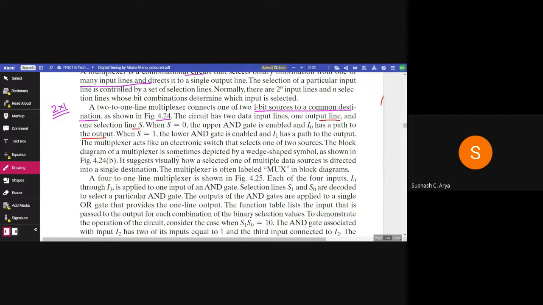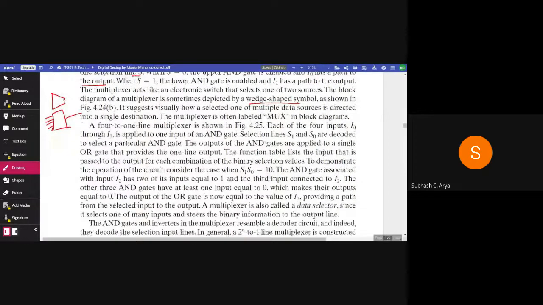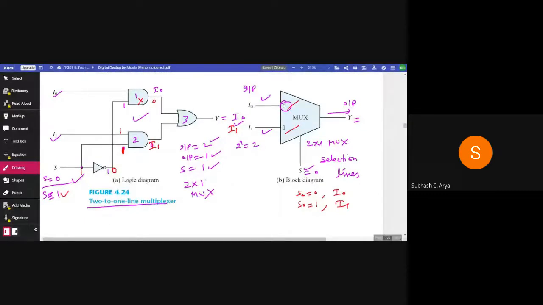The block diagram of a multiplexer is sometimes depicted by a wedge-shaped symbol, as shown in figure 4.24b. We used to sometimes show it like that only, one output and many inputs. It suggests visually how a selected one of the multiple data sources is directed into a single destination. The multiplexer is often labeled as a mux. Okay, anything? Now we will come to the next. This is the simplest one, that is the 2x1 multiplexer.